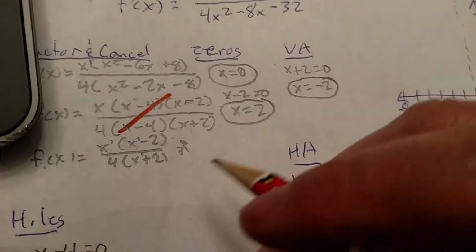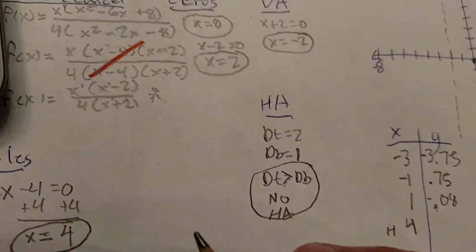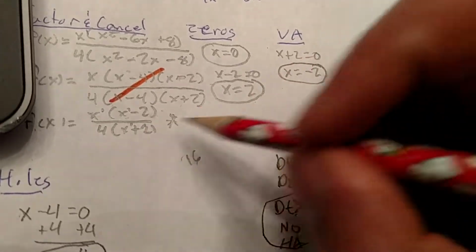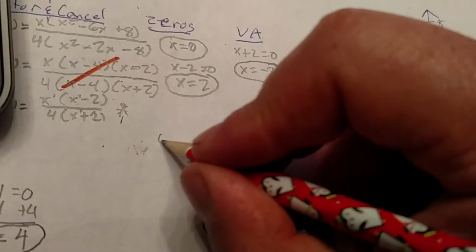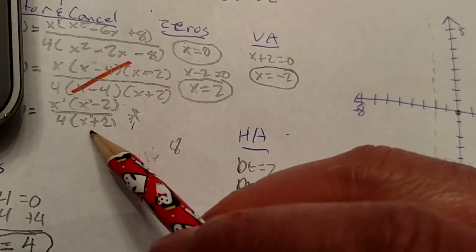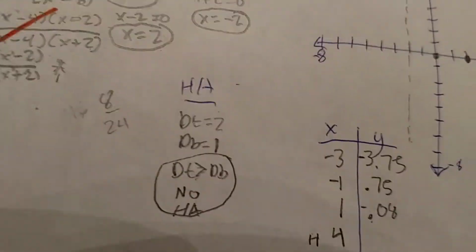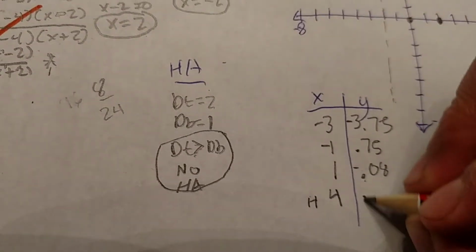All right, 4, plug it in. 4 minus 2 is 2, times 4 is 8. Oh, 8 on the top. I always have to double check myself. And then 4 plus 2 on the bottom is 6, times 4 is 24, so 8 over 24. Okay, which is a third, so 0.33.